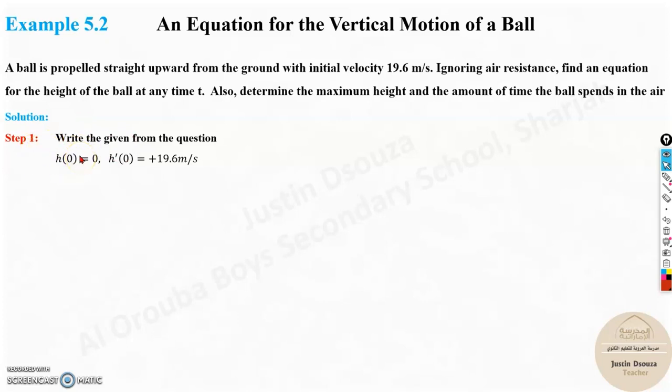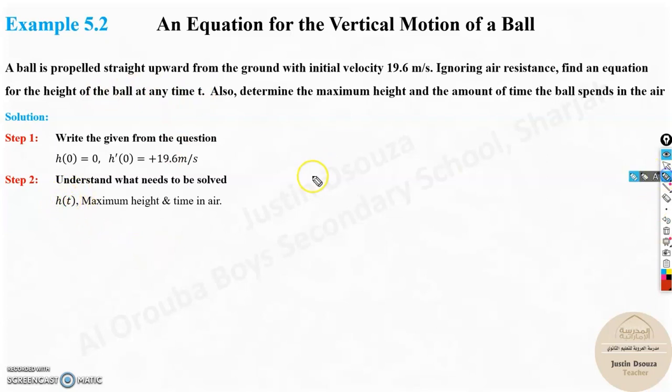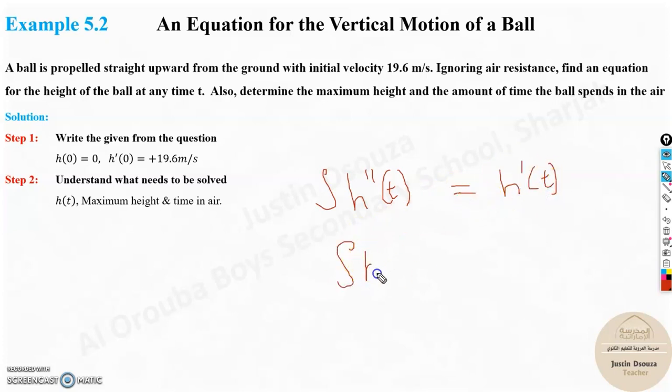Okay, so now what happens? Next thing, see what you want to solve. See what they are asking you to solve. Now here they are asking you the height of the ball at any time t, that is h of t. It's very simple. Integrate the acceleration, that is minus 9.8 meter per second squared. You will get h dash of t, that is velocity, and integrate this h dash of t, you will get the height. So it's very simple.